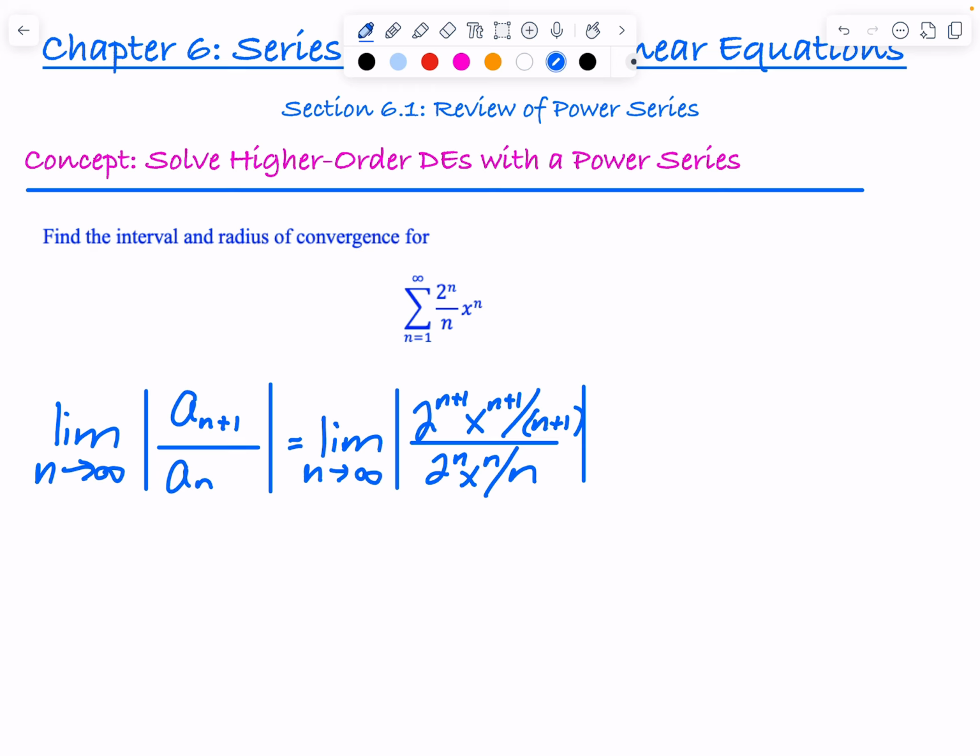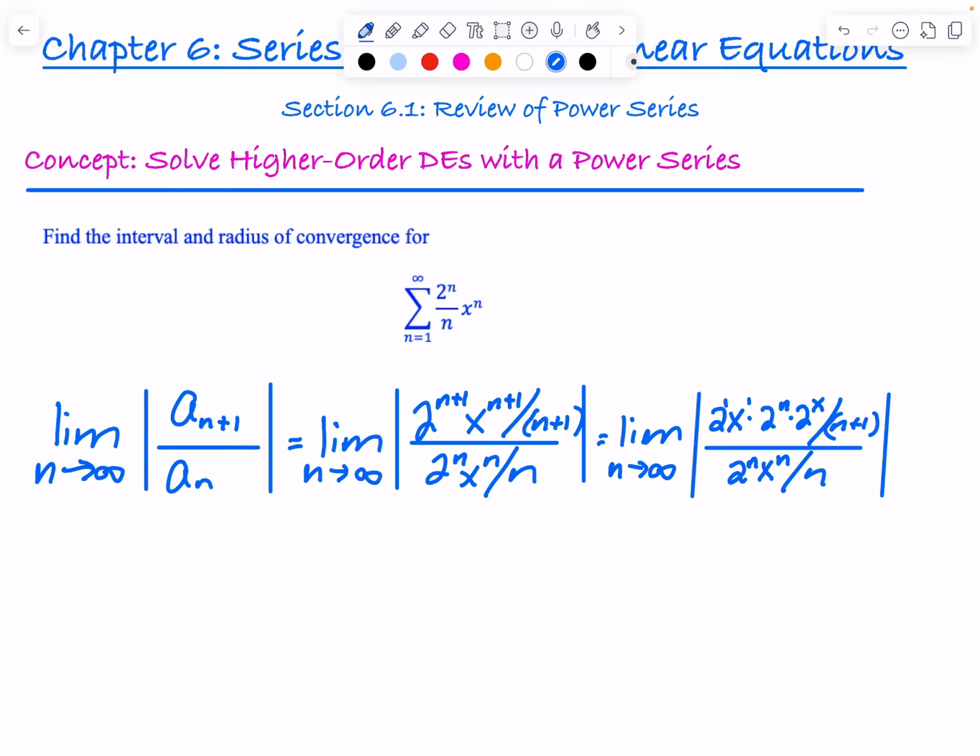All right, if you notice, we can flip some things around. I'll break it up for you, because you may not see it. I can break this up into 2 times x times 2 to the n times x to the n over n plus 1. So remember, when I have powers, like these are 2 to the first, x to the first, I add them to put the bases together, so I just split them up. Now you can see that x to the n and 2 to the n are going to cancel.